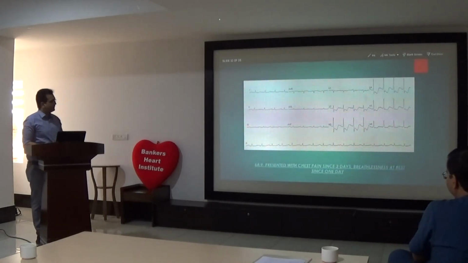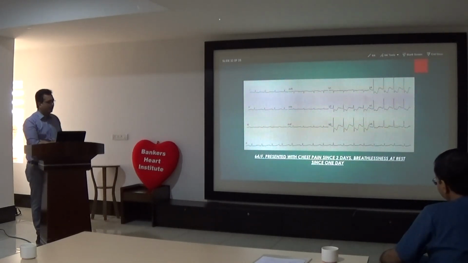Now, this was an ECG of a 64-year-old female. She presented with chest pain since 2 days.